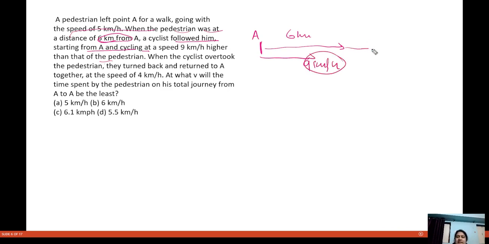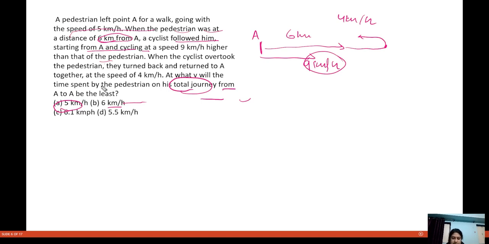And when the cyclist overtook the pedestrian, they turned back and returned to A together at a speed of 4 km per hour. Now it is asking at what V will the time spent by the pedestrian on his total journey from A to A be the least. So it is asking at what V the time taken by the pedestrian from A to A in his journey will be the least. So we have to find the least amount of time.